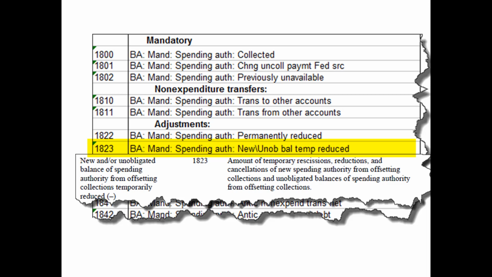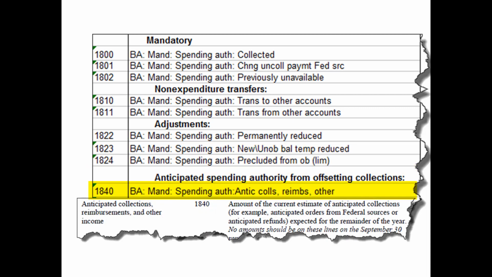Finally, the last line in the mandatory spending authority we're going to cover is 1840, anticipated collections, reimbursements, and other income. Just as with line 1740, this is defined as the current estimate of anticipated collections. For example, anticipated orders from federal sources or anticipated refunds expected for the remainder of the year. Like line 1740, at year end, line 1840 is reduced to 0.